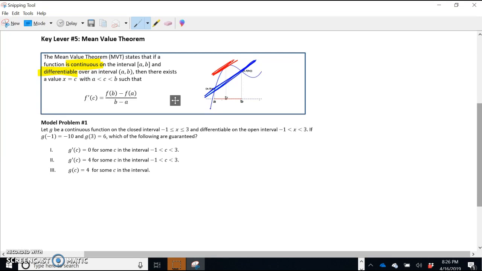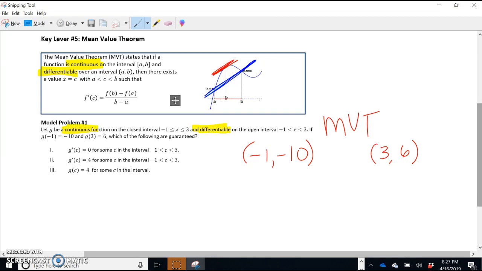So in this first model problem, we have a continuous function called g that's also differentiable on the interval -1 to 3, and we know two values: g of -1 is equal to -10, and at 3 it's equal to 6. We want to determine which of the following statements must be true. Those key words, continuous and differentiable, set off a radar in my head that make me think of the mean value theorem, because those are such important words in our theorem above. So what I know is that at one endpoint, the point on our graph is at -1, -10, and the other endpoint is at 3, 6.